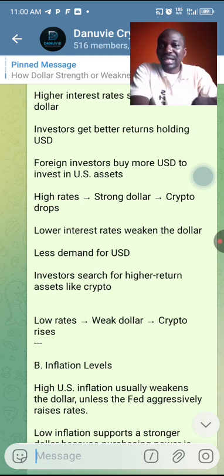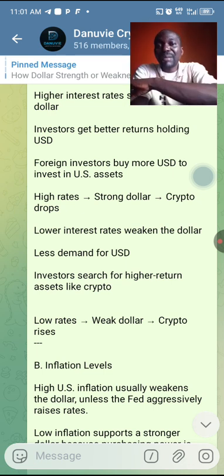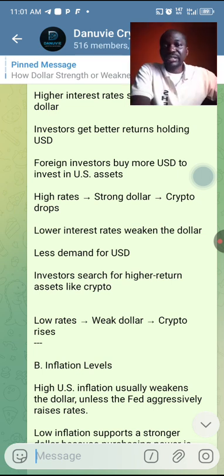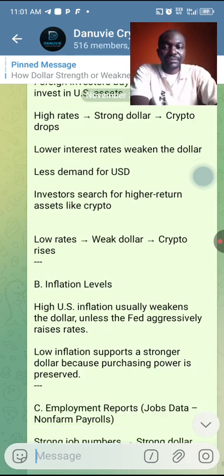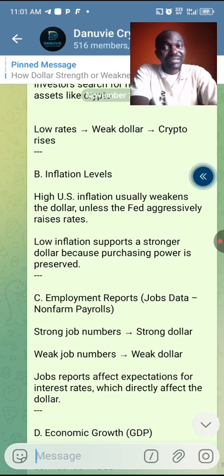Less demand for dollar. So you can see that investors search for higher return assets like crypto, because our dollar is dropping, cryptocurrencies are going up. So investors will look to protect their portfolio by taking money from the US dollar into cryptocurrencies, because cryptocurrencies can give them higher returns at that particular point in time. So that's just it. Now, let's go to the next one, inflation levels.